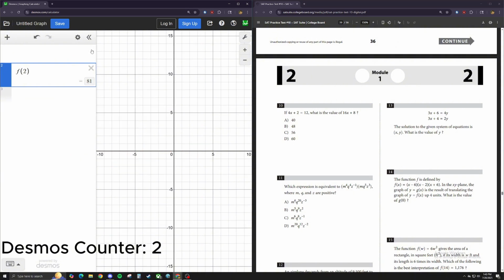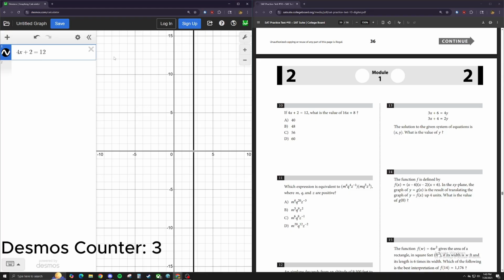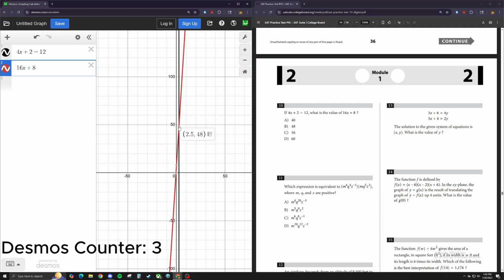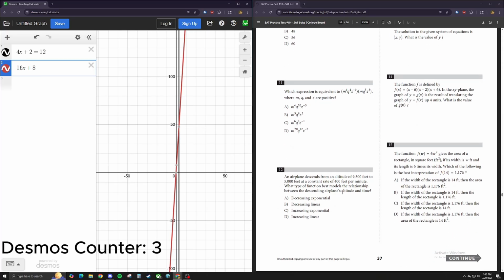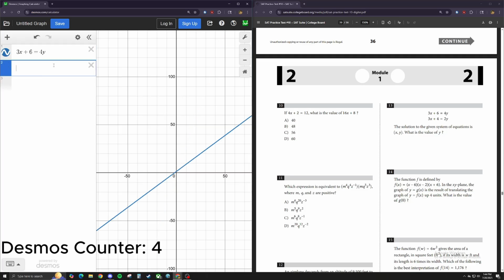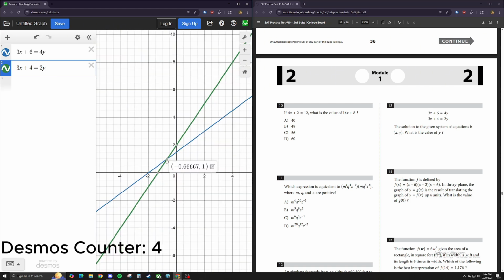Oh, this one is very easy to do on Desmos. You just type in the two equations they give you and ask what is the value of 16x plus 8. Typing in 4x plus 2 gives you the answer for x, but if you type in 16x plus 8, you actually see the point of intersection is your answer. So in this case, it's 48. Systems of equations, you could definitely do those in Desmos. You just put in those two equations and see their point of intersection.